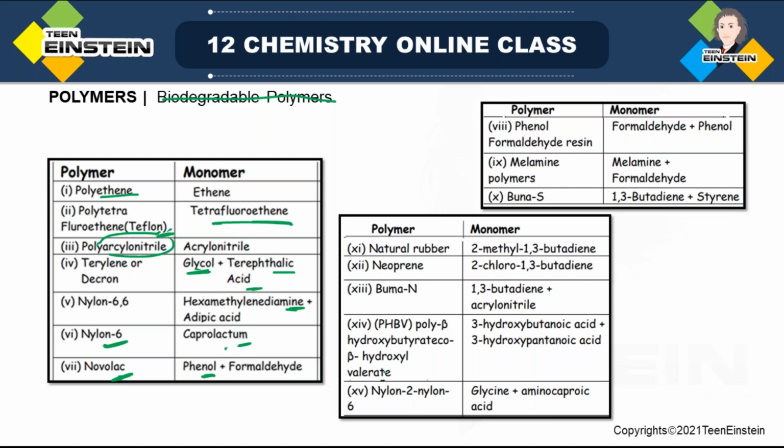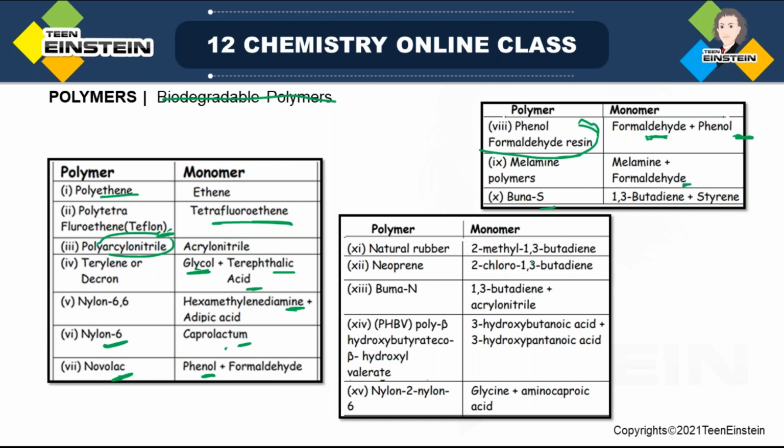This is a condensation polymer. Then we have phenol formaldehyde resin, which is nothing but bakelite. It is another way of saying bakelite. Starting material again the same, because first Novolac is formed, then bakelite. So obviously starting materials will be the same. Melamine polymer, melamine and formaldehyde. Buna-S, in today's class we have seen its synthesis, styrene and butadiene. It is two monomers, both having C=C double bonds.